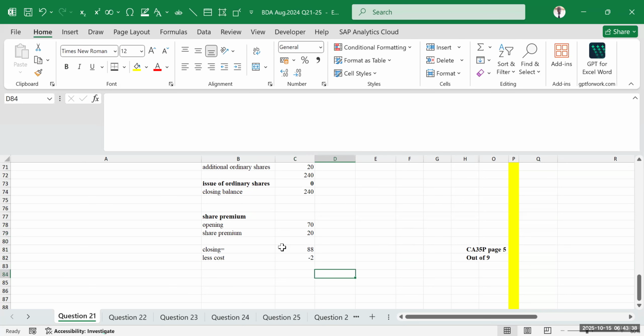Okay. So the opening 70, then we add the 20. Then what do we do with 88? We compare 88 with the 90. So the difference is 2. What does it represent? I don't know what that is. So we leave it hanging like that.